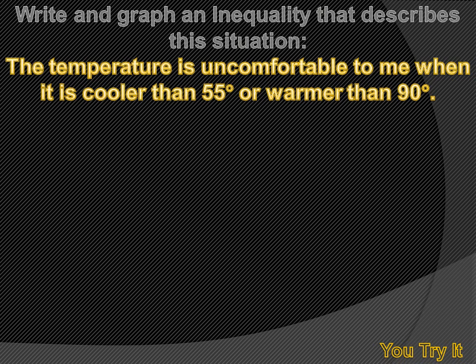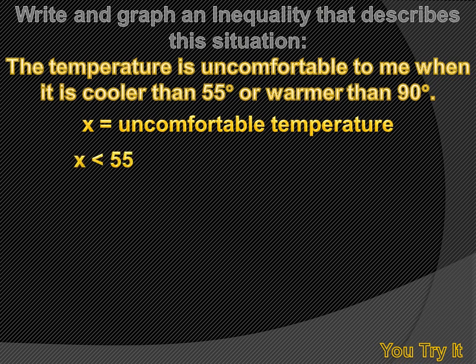And I can see that it says that the temperature is uncomfortable for me when it is cooler than 55 degrees or warmer than 90 degrees. So I'm combining two inequalities with an or. That means that I'll write two separate inequalities and separate them with an or. I'm going to call x the uncomfortable temperature.